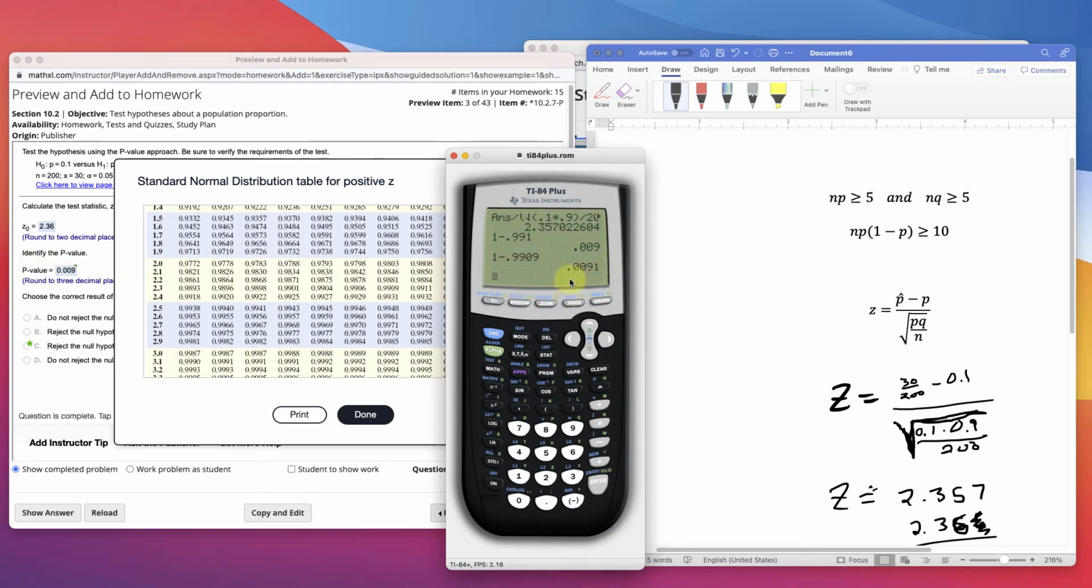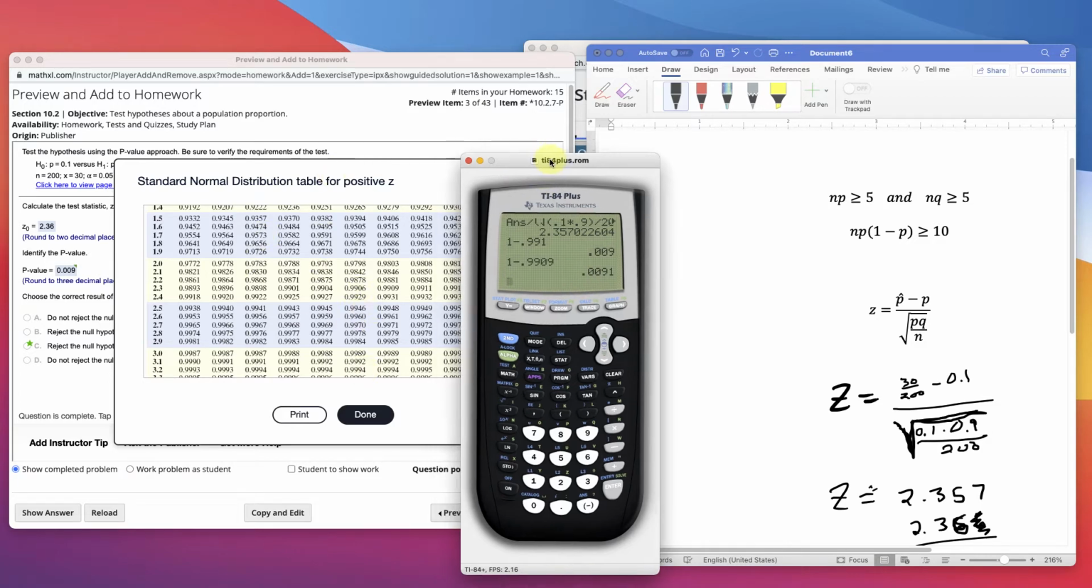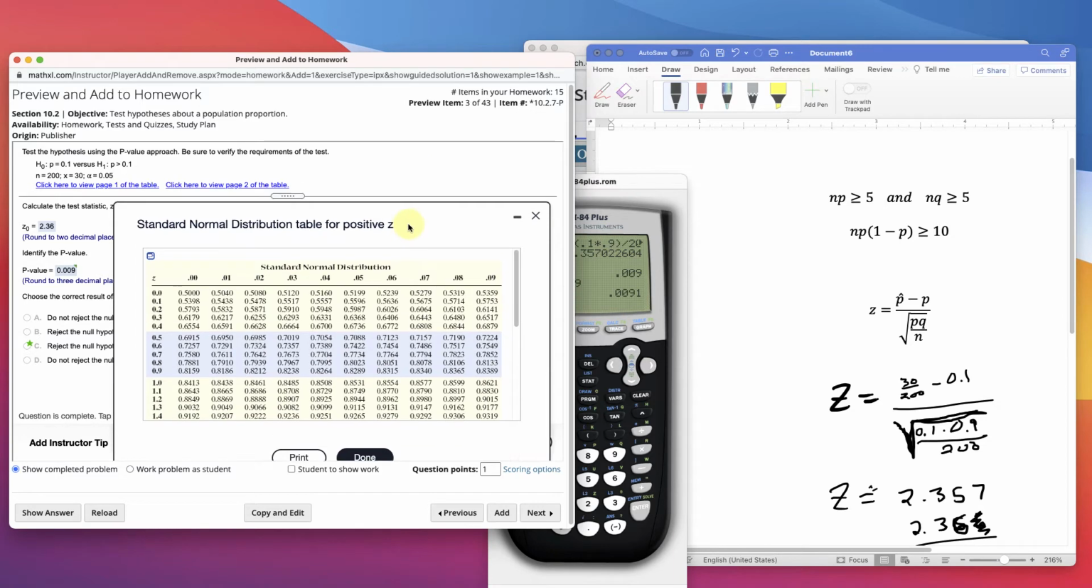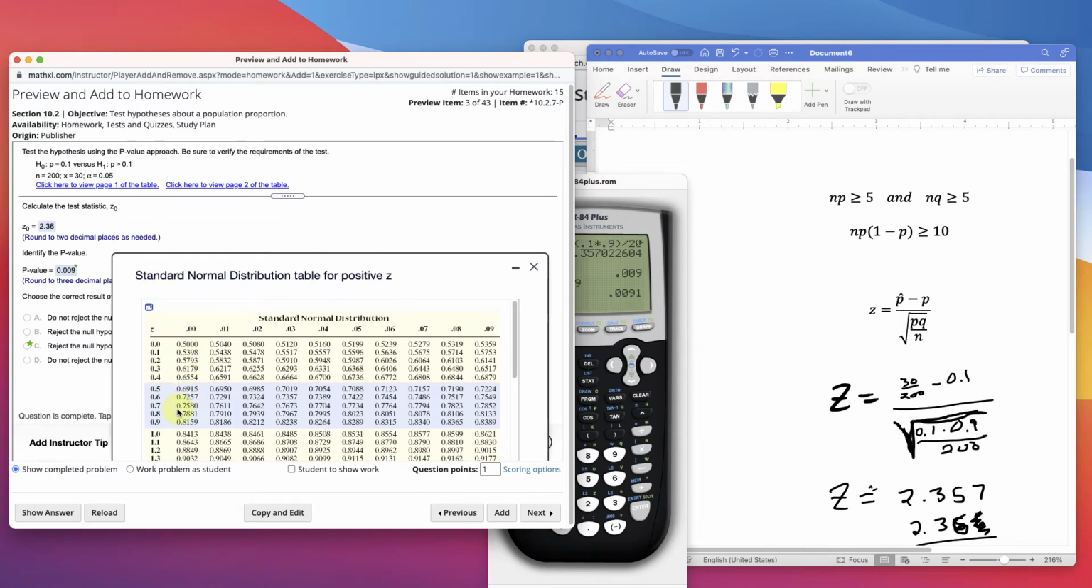Because we're looking for the right side, it's a right tail test, so the p-value would be the area greater than, so we want 1 minus the probability that the z-statistic gives us. If it was a left tail test, then we'd most likely get a negative z-value, and then we'd be looking to the left of that, and the table always gives the left.